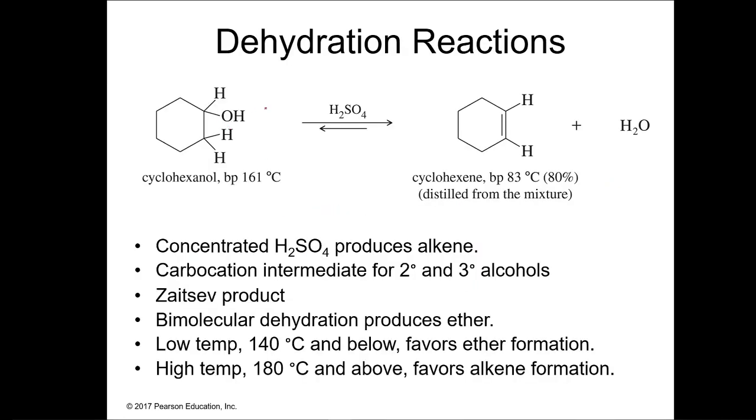Dehydrations, we've looked at these. So in concentrated sulfuric acid, you will get a double bond. It does go by an E1 mechanism. You get a carbocation intermediate, you get the Zaitsev product.